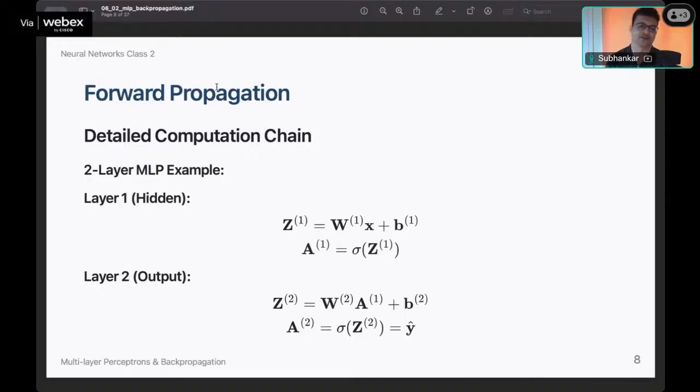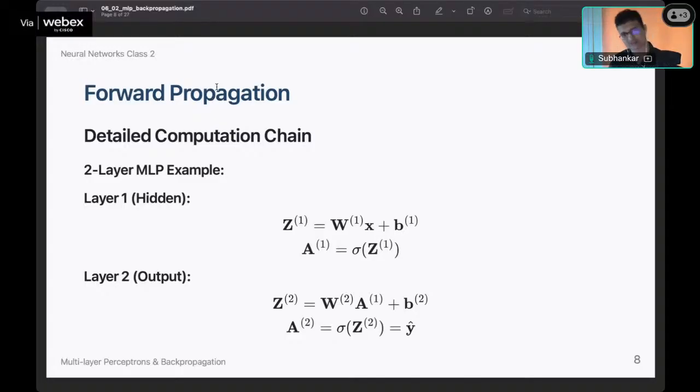So layer 1 is basically the hidden layer. Z1 will be W1X plus B1, and then A1 will be sigma of Z1. And layer 2's output: Z2 will be W2 A1 plus B2, and then A2 will be sigma of Z2, which is basically equivalent to the Y that we have.